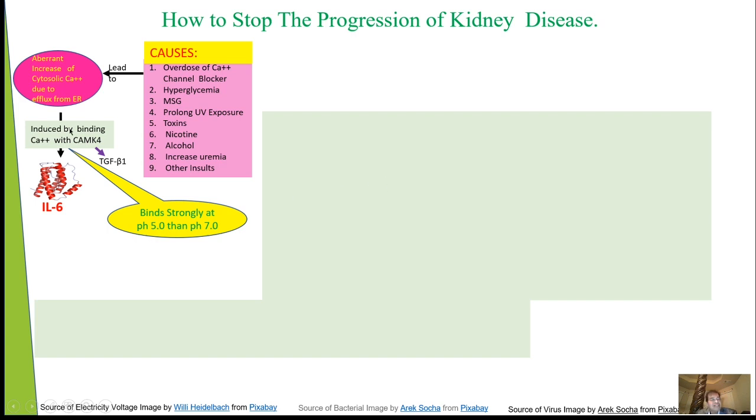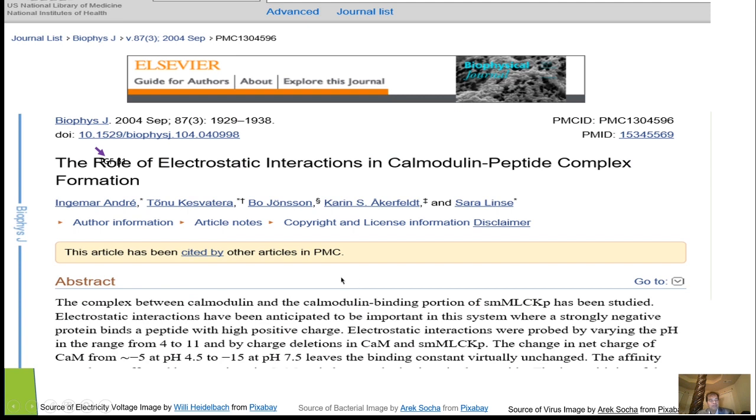But the binding of this CAMK4 to another protein molecule is very strong at a pH of 5. And this is the reason why cancer will grow better at pH 5. Calcium calmodulin can bind strongly, but less at pH 7. This is the importance of eating alkaline food and drinking alkaline water, because calcium calmodulin cannot bind strongly if you have an alkaline pH. So this is a study, the role of electrostatic interactions in the calmodulin peptide complex.